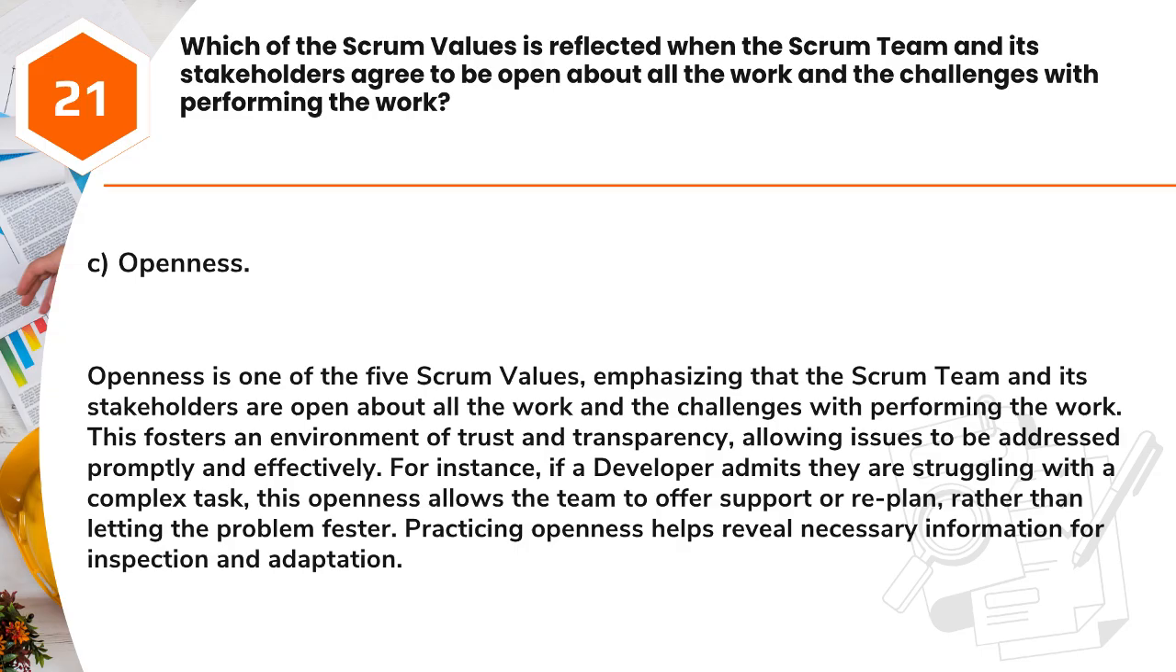Answer: C. Openness. Openness is one of the 5 Scrum values, emphasizing that the Scrum team and its stakeholders are open about all the work and the challenges with performing the work. This fosters an environment of trust and transparency, allowing issues to be addressed promptly and effectively. For instance, if a developer admits they are struggling with a complex task, this openness allows the team to offer support or replan, rather than letting the problem fester. Practicing openness helps reveal necessary information for inspection and adaptation.